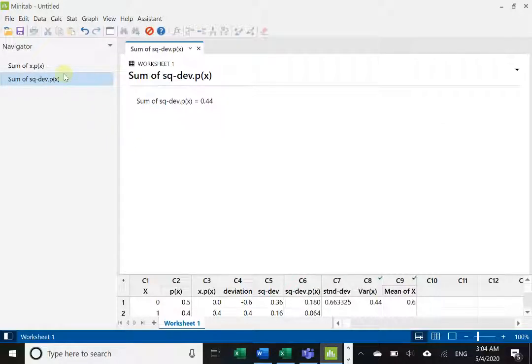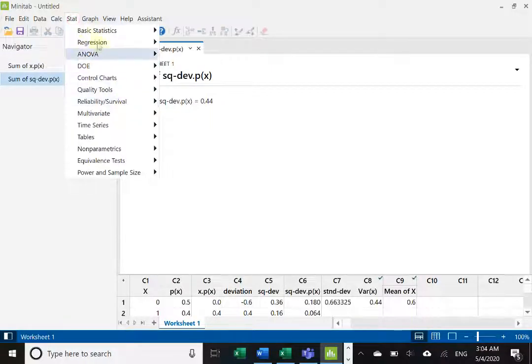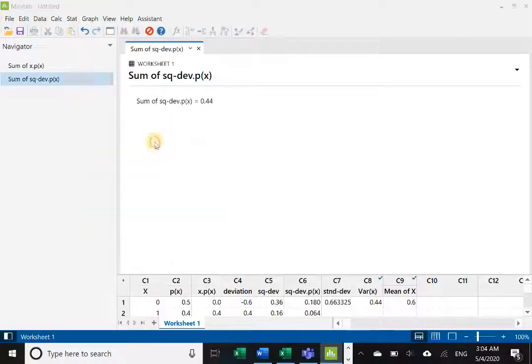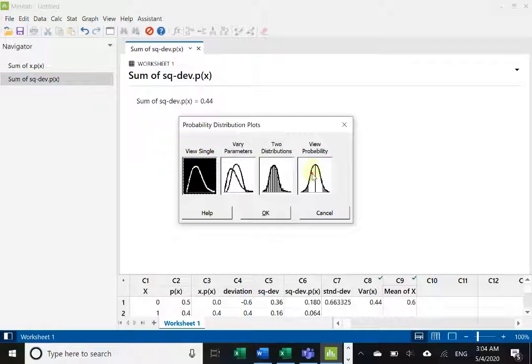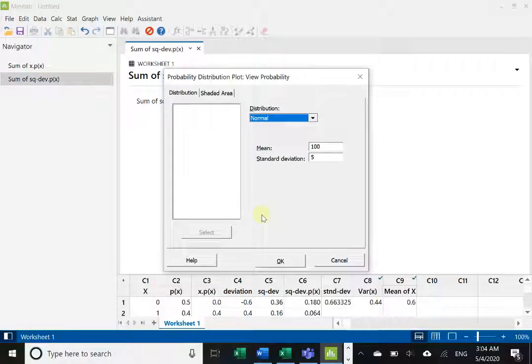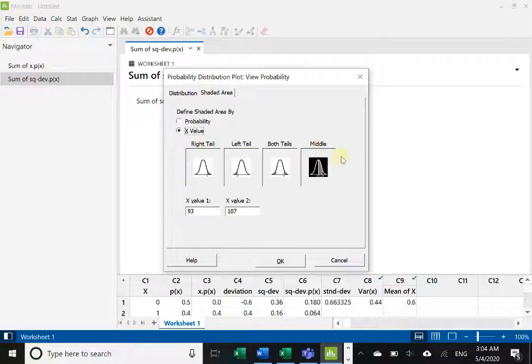Okay, now let's do the ones that I just showed you. I'll go Graph, Probability Distribution Plot, and we're going to go back to View Probability. Now here's what's different. We're back to mean 0, deviation 1, right? Because we're looking at z-scores. Now shaded area. This time, see, X Value is selected. Go ahead and check Probability. We're now going to assign probability, and Minitab will give us the z-scores.